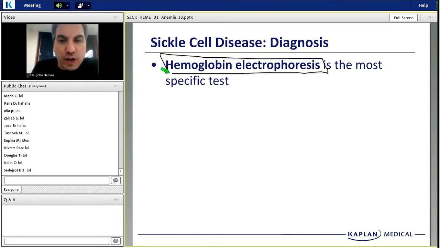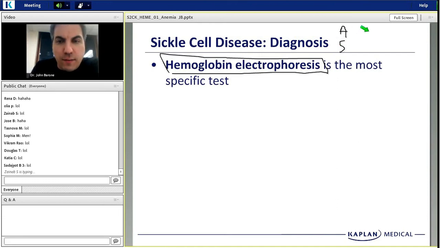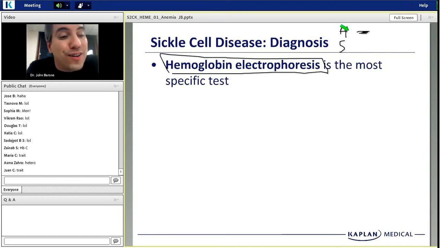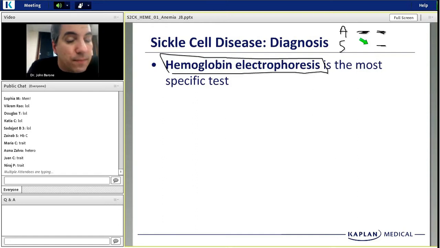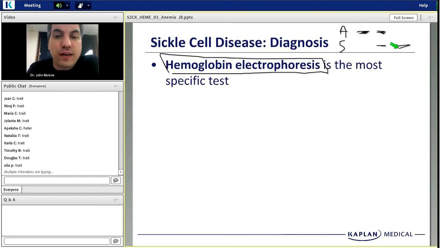Now question, what if I see this on electrophoresis? Here's S. What if I see this? You just have hemoglobin A, you're normal. Next patient, they have hemoglobin A and hemoglobin S. What is that? That's a trait. Third patient only has S. Hemoglobin S only? That's sickle cell disease. That's homozygous. So electrophoresis is your gold standard.